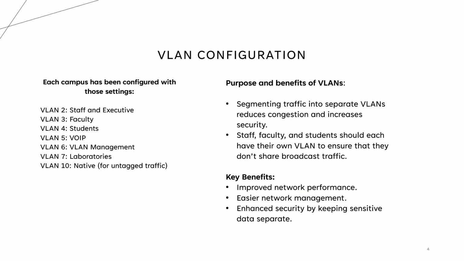VLANs are used to segment the network for staff, faculty, and students. VLAN 10 is designed for staff, VLAN 22 for faculty, VLAN 3 for students. This segmentation not only reduces network congestion but also increases security by isolating each group's traffic. With this design, staff, faculty, and students won't be sharing broadcast domains, which will keep network traffic organized and improve performance. In my opinion, VLAN and trunk configurations are the ones I like to do the most.